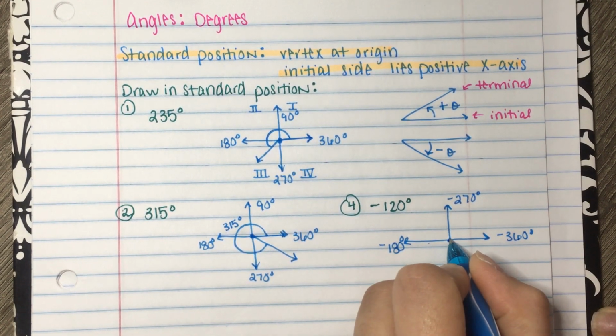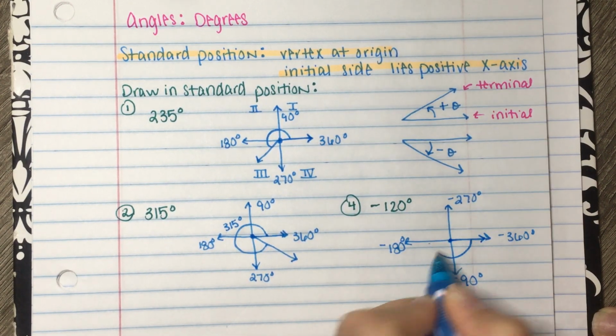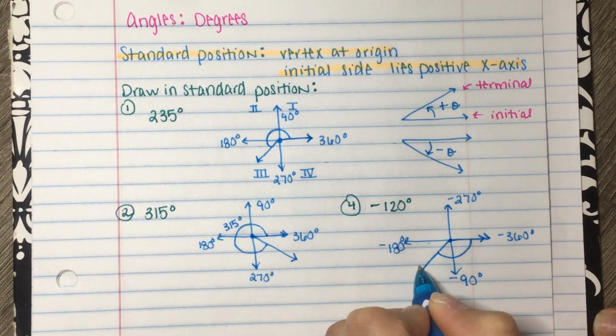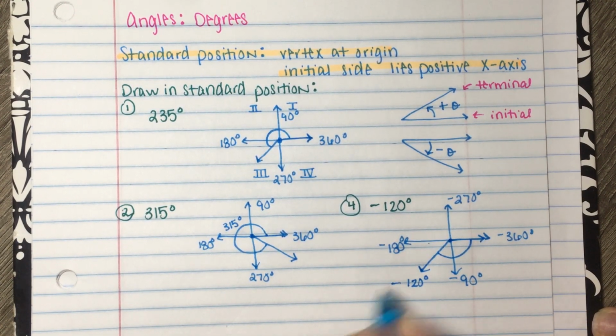We start at our vertex at the origin, our initial side, and we open up, and my terminal side is going to be right there in quadrant 3. And then I could put here that this is negative 120 degrees. All right, so that's it for our drawing angles in standard position.